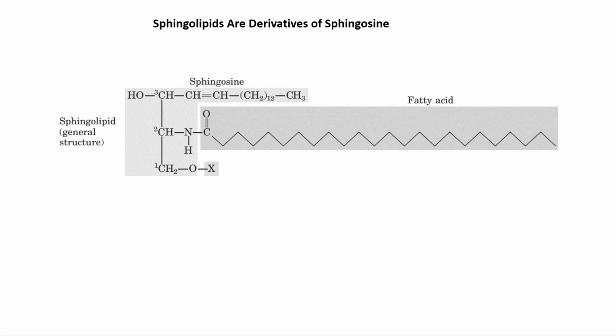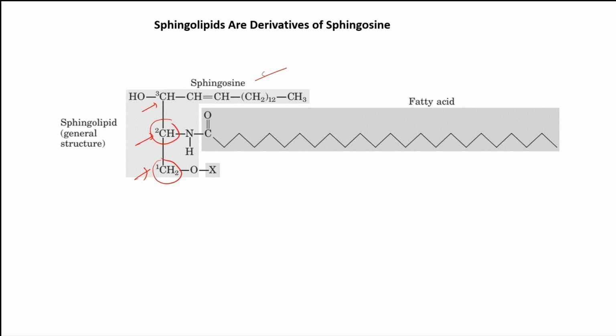So sphingolipids are the derivatives of sphingosine, like glycerolipids are the derivatives that contain a glycerol backbone. Similarly, sphingolipids contain the backbone of sphingosine. Like glycerol, it also has 3 carbons, but the third carbon is fixed. So for the attachment, only 2 carbons are available, that is carbon number 1 and carbon number 2. With carbon number 2, fatty acids are attached.